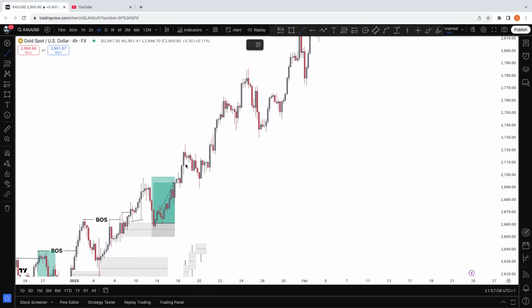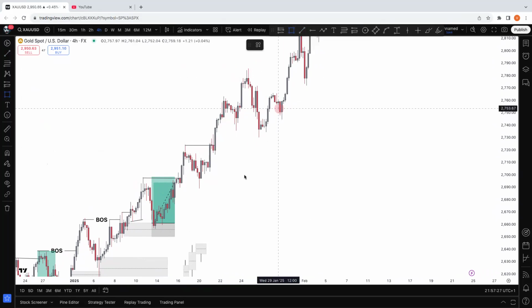Also, we have a new BOS here, right? And then we expect price to visit this zone, but price did not visit this zone here. Instead, price decided to move from here and give a new BOS, right?